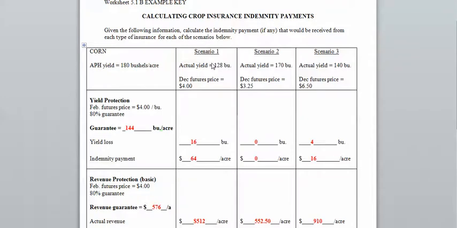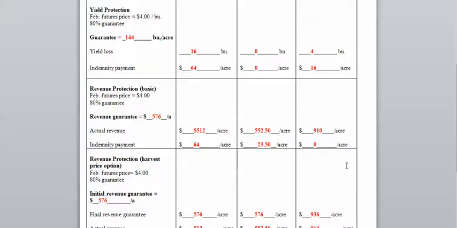Hi, today we're going to look at example assignment 5.1b. In this example, we're looking at crop revenue assurance. In this problem, we will be comparing not only yield protection insurance, but also, like I say, the revenue protection, both with the harvest price inclusion and harvest price exclusion.